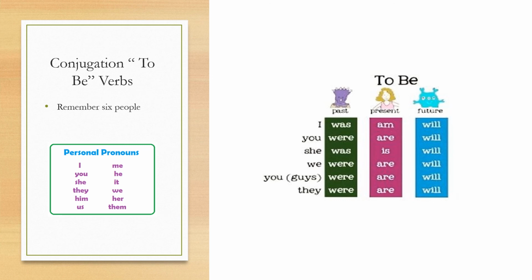Let's come to the past form. I was writing. You were writing. He, she, it was writing. We, you, they were writing. There will be no change in the future form. I will be writing, you will be writing, and so on.